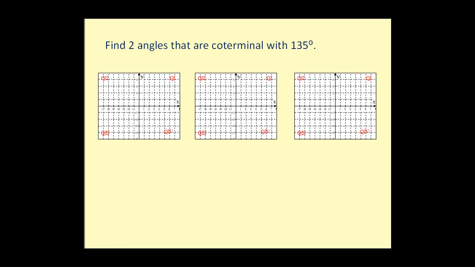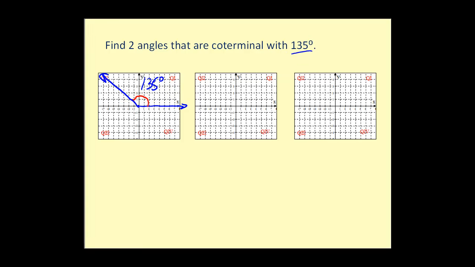Let's find two angles that are coterminal with 135 degrees. So let's first plot 135 degrees in standard position. We'll rotate counterclockwise 135 degrees. So from here to here we'd be at 90. And we need to rotate 45 more degrees. So here's our given angle, 135 degrees. So I need to find two other angles that have a terminal side in this same position.